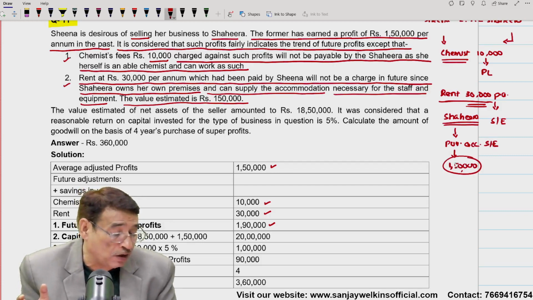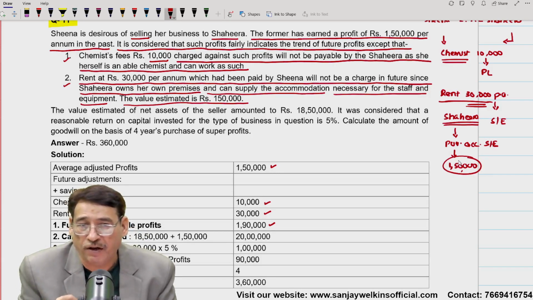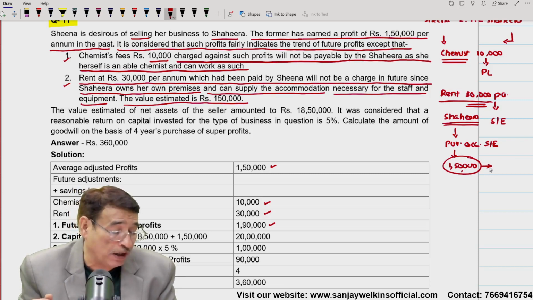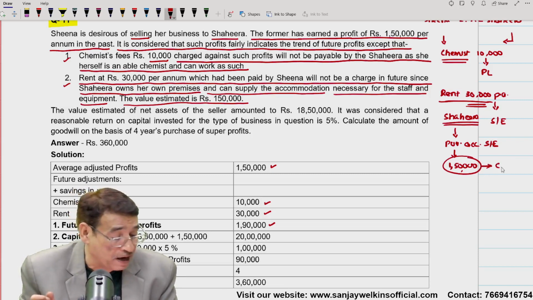What repercussion will this 1,50,000 have? Remember one thing: when we purchase an asset, building or land, whatever it is, because we are purchasing premises, it is a capital expenditure. It is a capital expenditure.